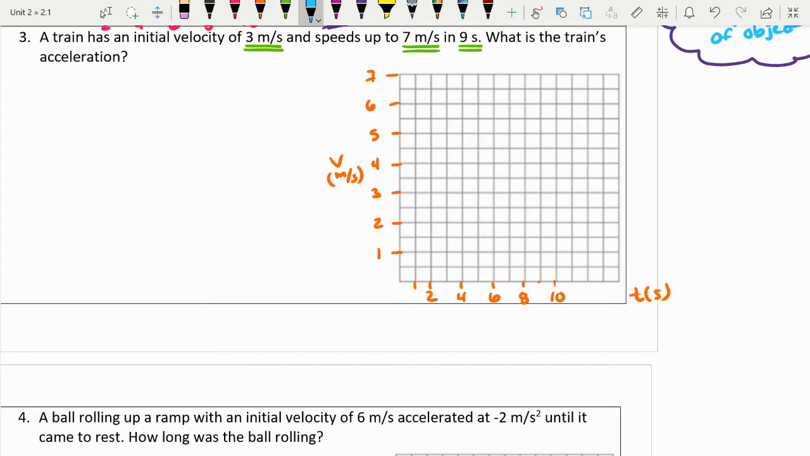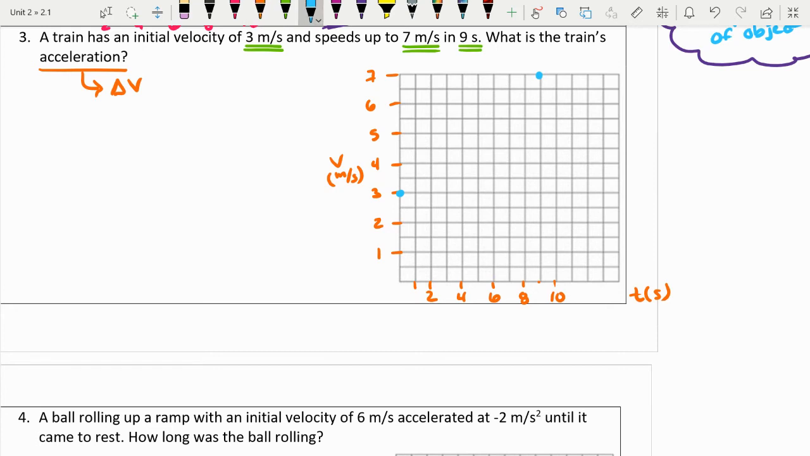So we know that the velocity is 3 meters per second when the time is 0, if we're going from 0 seconds to 9 seconds. So we're going to start at 3 right here. And then at 9 seconds, it speeds all the way up to 7 meters per second. So those are the 2 points we know. We're assuming that it's accelerating constantly, and they want to know the acceleration. Remembering that acceleration means a change in velocity, we want to figure out where we might be able to find that on the graph.